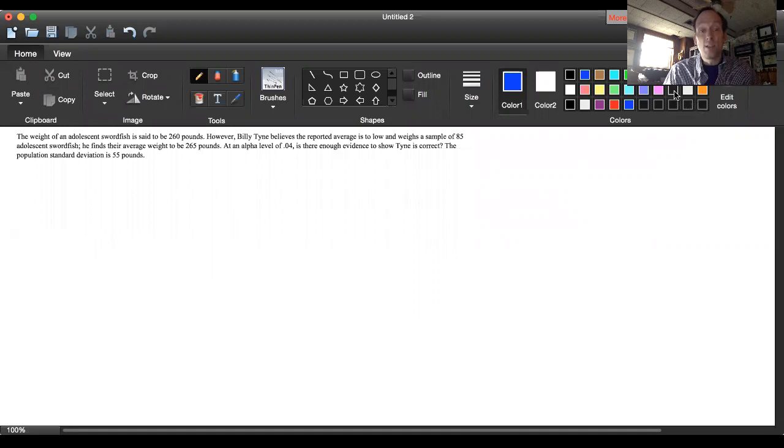Now, when he does this, the big mistake a lot of people make is they'll see the words too low and they'll jump right into a left tail test. But we have to think that if he thinks the average is too low, when he does his sample, he's actually expecting it to come out to be higher. So it's going to be a right tail test.